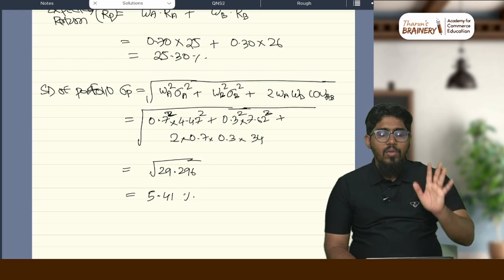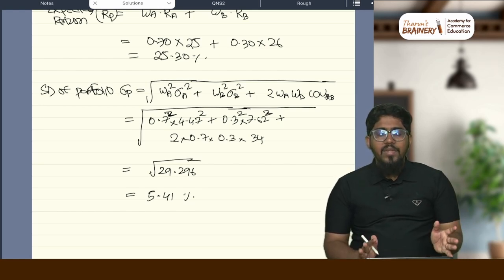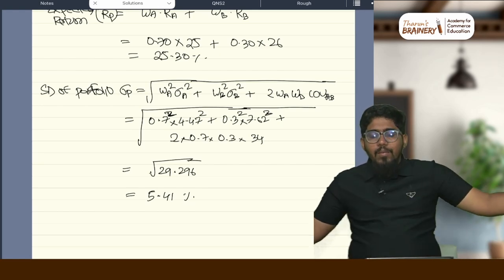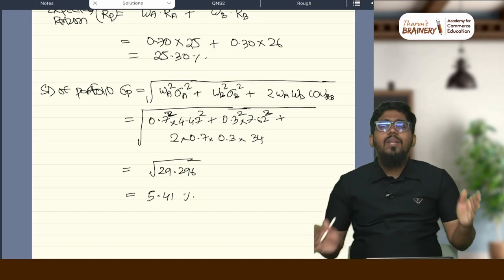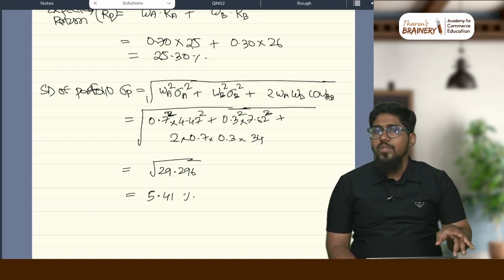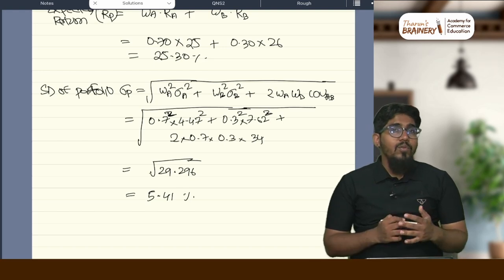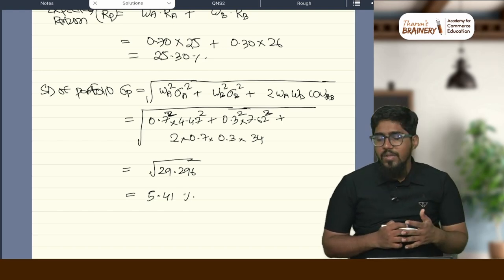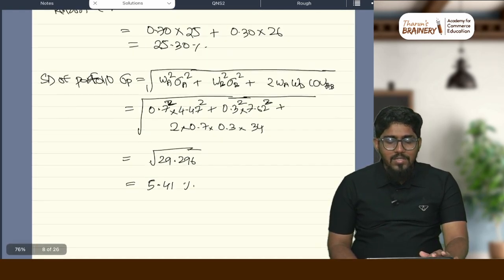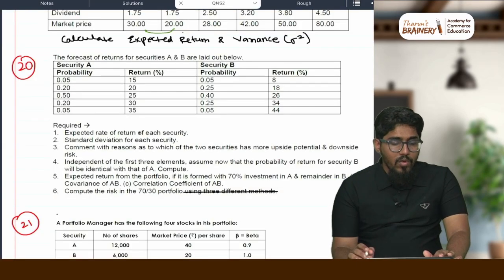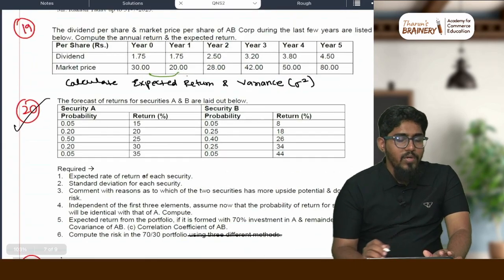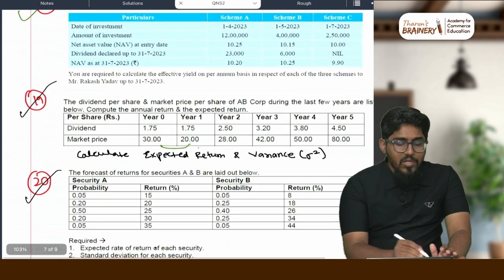Small calculator trick. If you use M plus, any big number, even with 3 securities, can be calculated using one calculation. You don't have to calculate it again and again. People think that it is time consuming, but if you are using some calculator tricks, things become very easy. Are you all with me? So this is the standard deviation of the portfolio. With this, we have completed question number 20 and we have also completed question number 19.